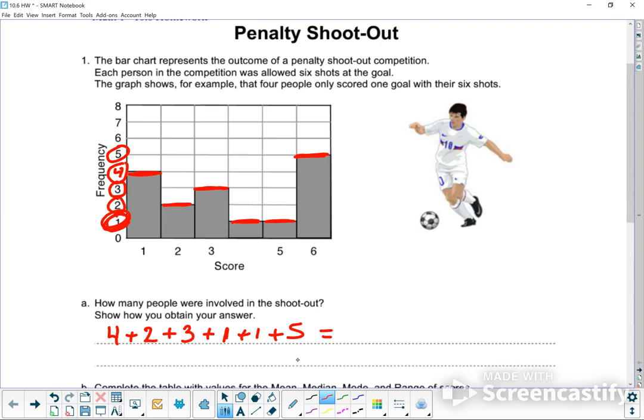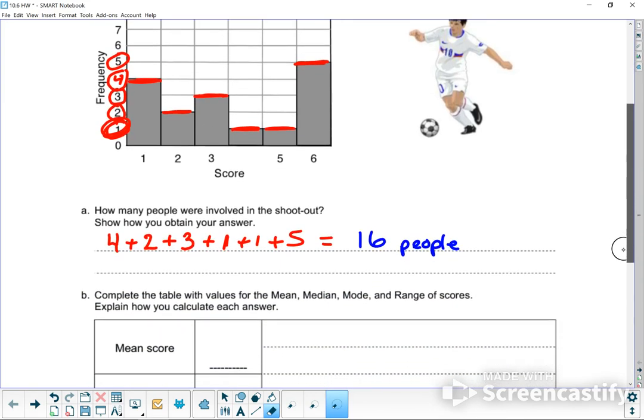So what you need to do is just add those together. You can go any route you want, but I'm going to go with 4 plus 2 is 6, 3 plus 1 is 4, that's 6 and 4 is 10, and 1 and 5 is 6, so that's a total of 16. Okay, so we have a total of 16 people. And you should probably label that it's 16 people and not just 16, because it could be like 16 points or 16 scores. But no, we have 16 people.